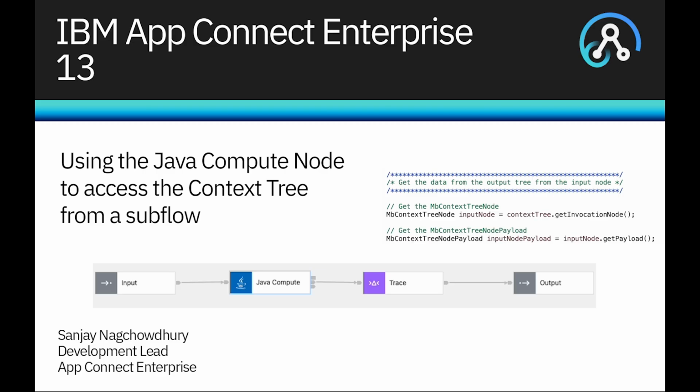In this video, I will be following on from the previous video where I introduced how to access the context tree using the Java Compute node. I will use a Java Compute node in the subflow and show how to access the input node which was used to invoke the parent message flow using the built-in Java plugin API.